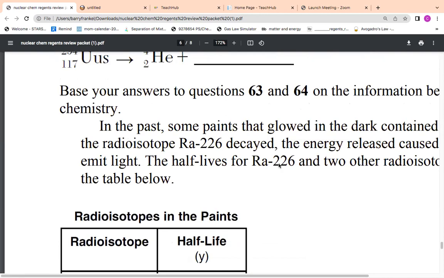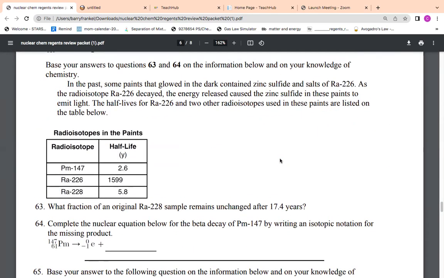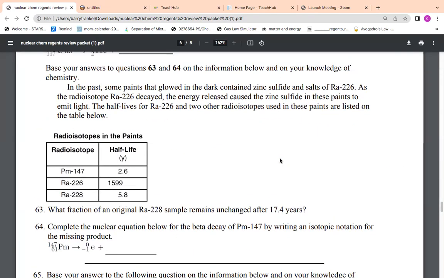Number 63. So they give us all this information for both 63 and 64. I'm not going to read this, but you can read this on your own. Anyway, 63, they're asking what fraction of an original radium-228 sample remains unchanged after 17.4 years.